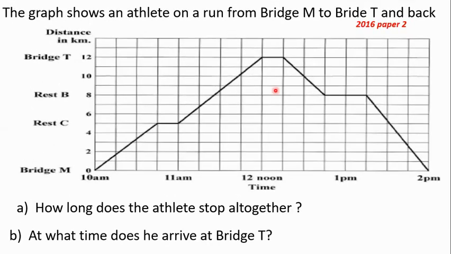Okay, so we could go here, right? The graph shows an athlete on a run from bridge M to bridge T and back. Bridge M to bridge T, and then he came back. How long does the athlete stop altogether? What is the value of each line? 1, 2, 3, 4. What is the value of each line? Let's do this quickly before the class shuts down. Come on now, we have 8 minutes. Let's see if we can wrap this up in 8 minutes.